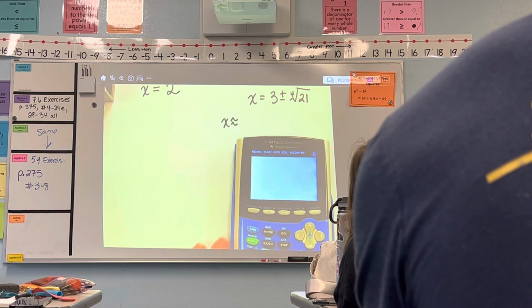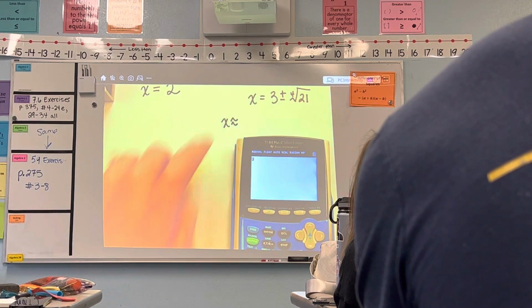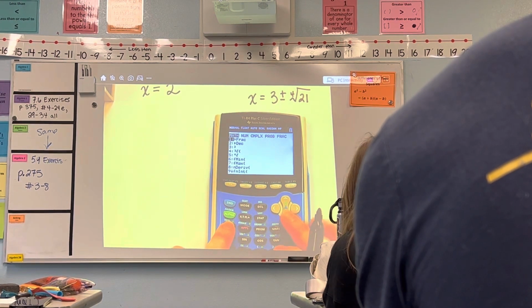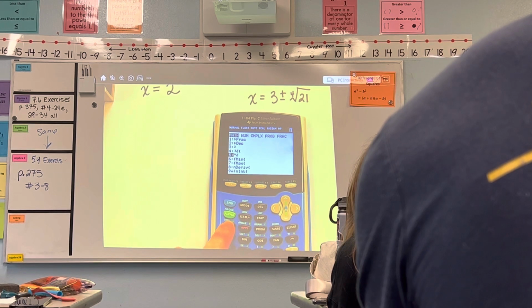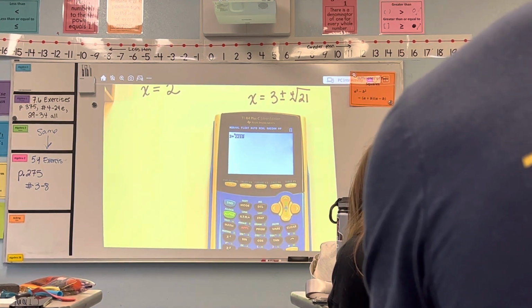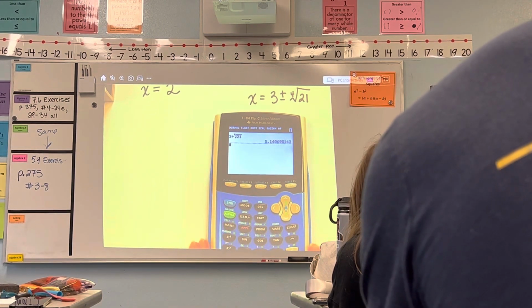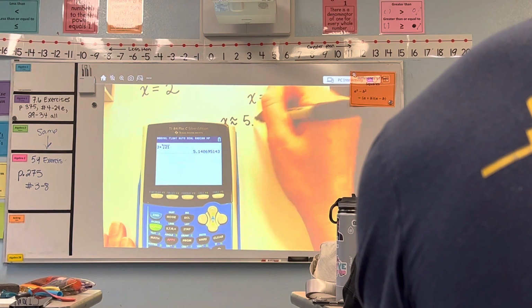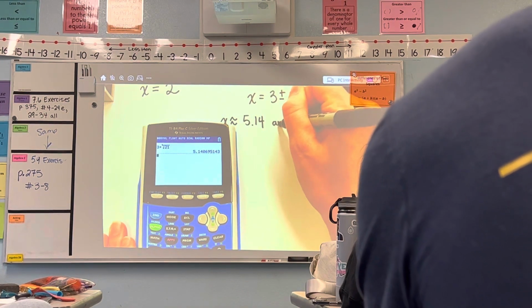First we have to do 3 plus, and then if you want to use the fourth root, you go to math. Some of your calculators, you have to put the 4 in first. And then we got the fourth root of 21. So about 5.14. And now we have to do minus.